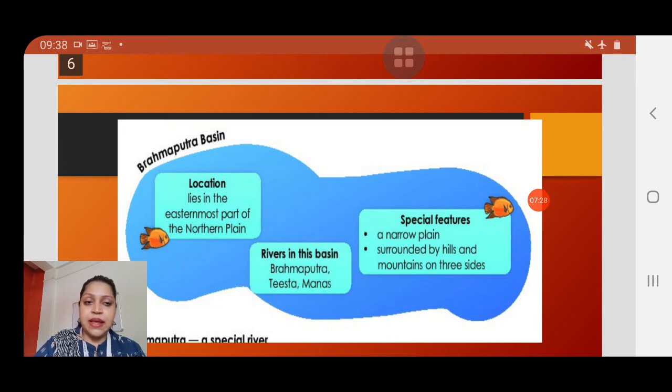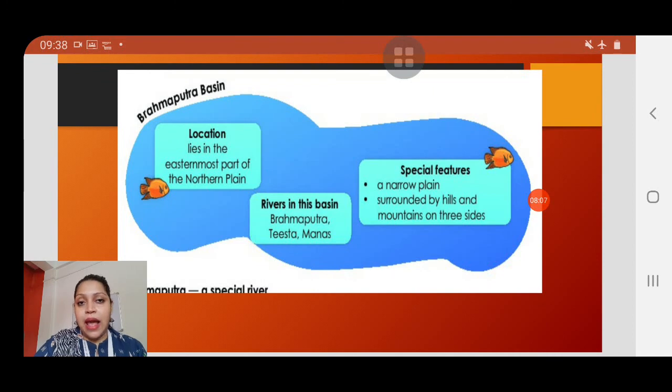It is surrounded by hills and mountains on all 3 sides. So children, this is a narrow plain, it's not very wide, and it's surrounded by hills and mountains on 3 sides. The rivers Brahmaputra, Tista, and Manas flow through this plain, and this plain is surrounded by hills and mountains on all 3 sides. So children, I hope it's clear to you.